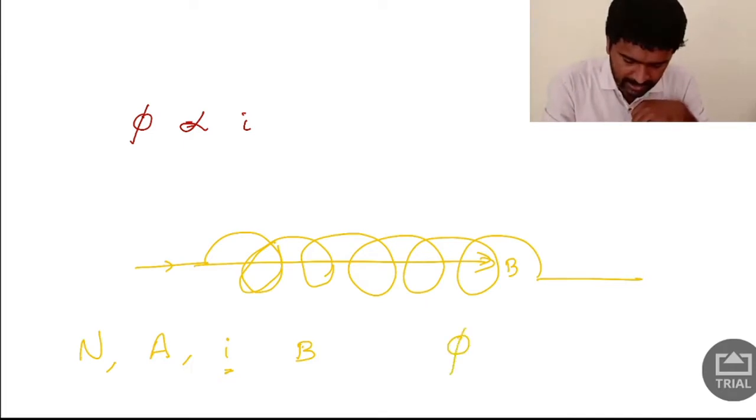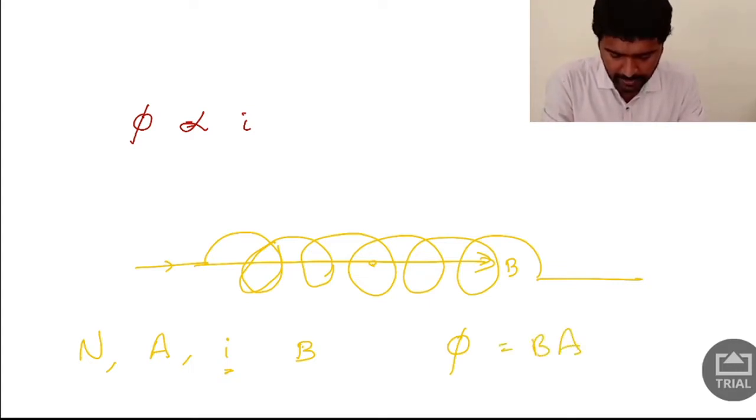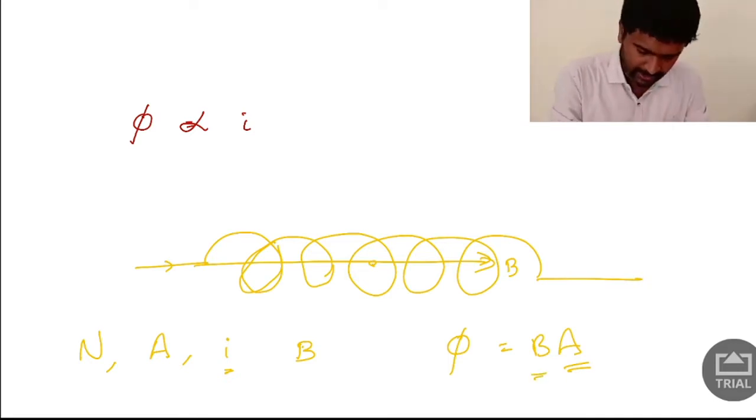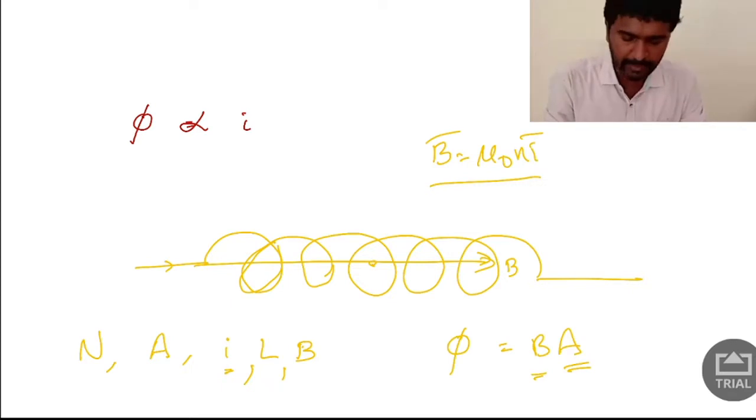Then what is the flux that is going through each loop? The flux going through each loop equals B dot A, or BA, and you are not changing the radius of the coil, so A remains constant. If you increase current, we know the magnetic field inside this solenoid is B equals mu 0 times n I, where n is the number of turns per unit length, and L is the length of the inductor. So as you increase I, B changes. When B changes, you see d phi.